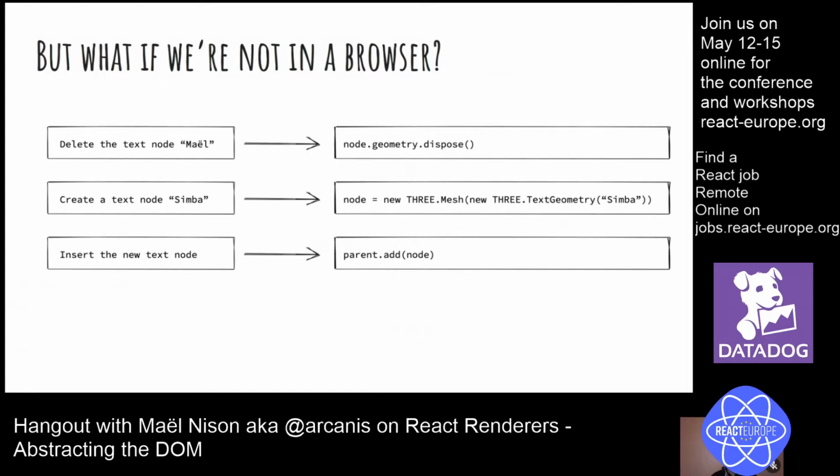Something interesting is that if we are not in a browser, we just have to swap the specific parts of React while still being able to reuse all of the diffing algorithm. So for example, if we were targeting Three.js, a 3D library, we would just use dispose instead of remove, create THREE.Mesh objects instead of calling the createTextNode function, and use node.add instead of node.insertBefore.